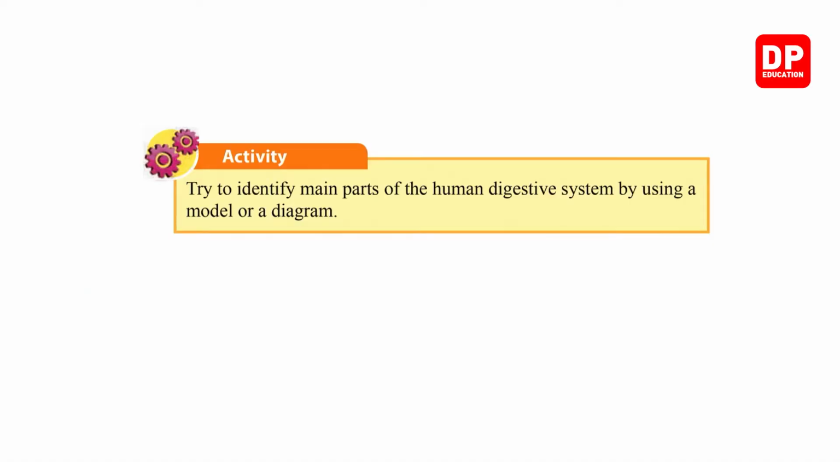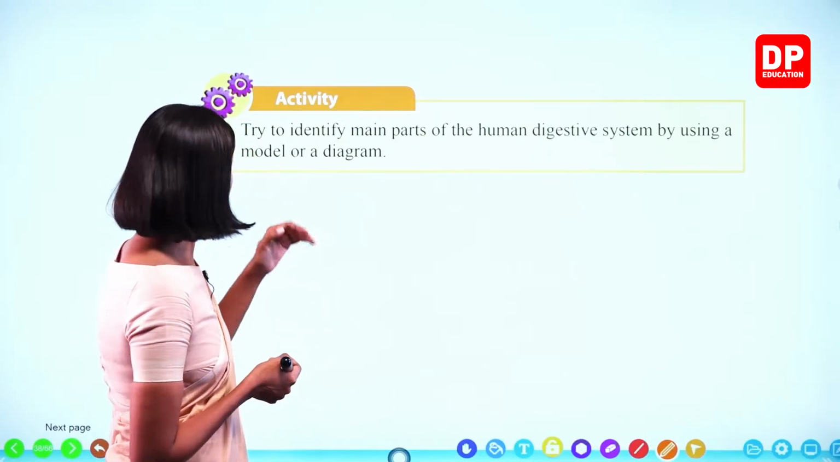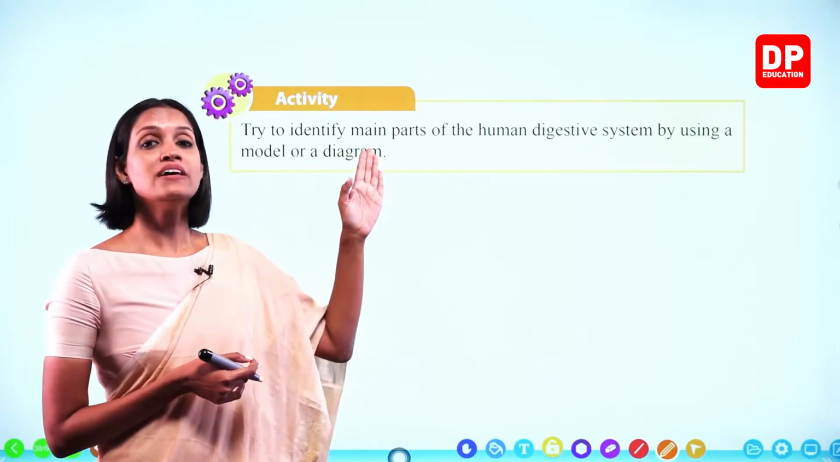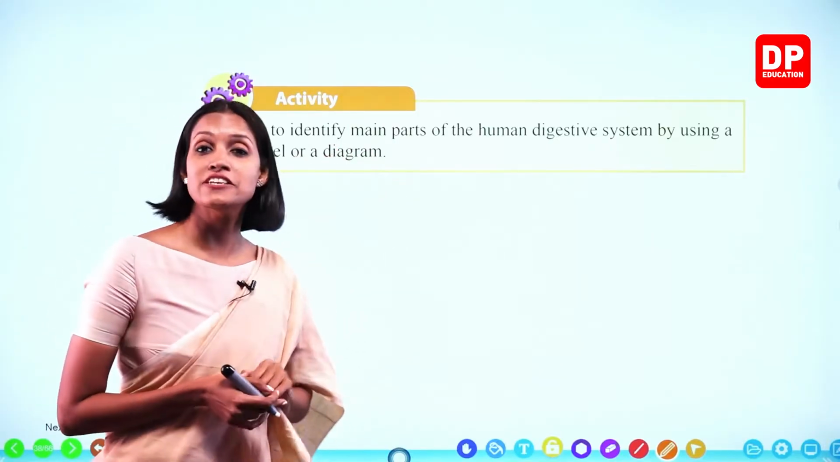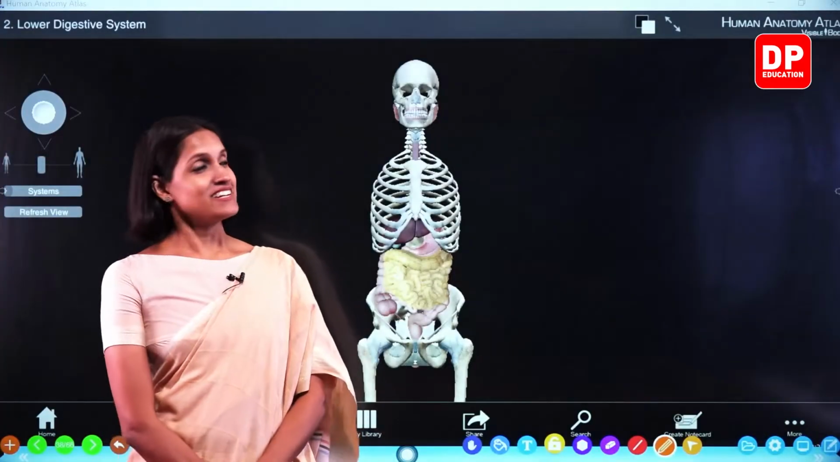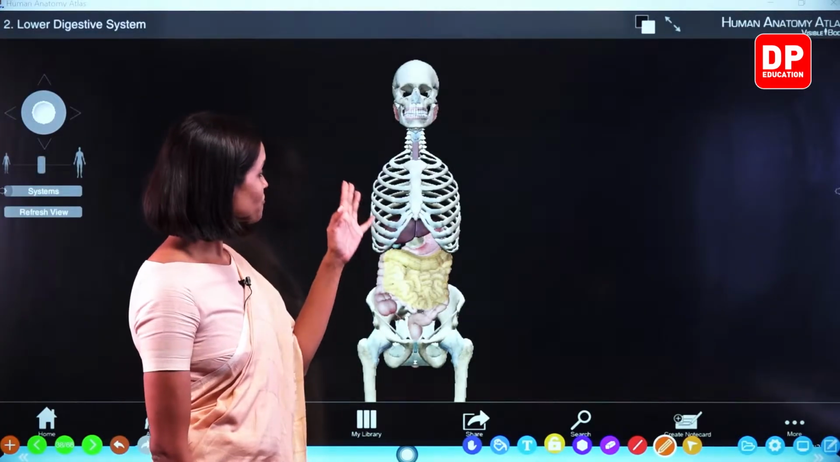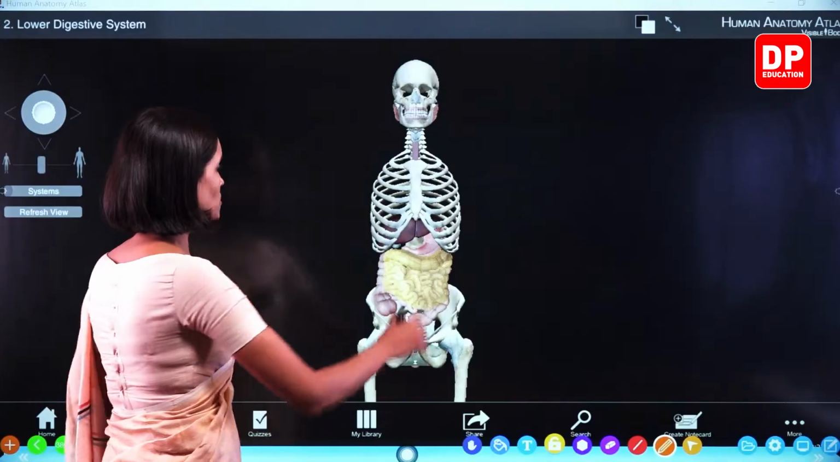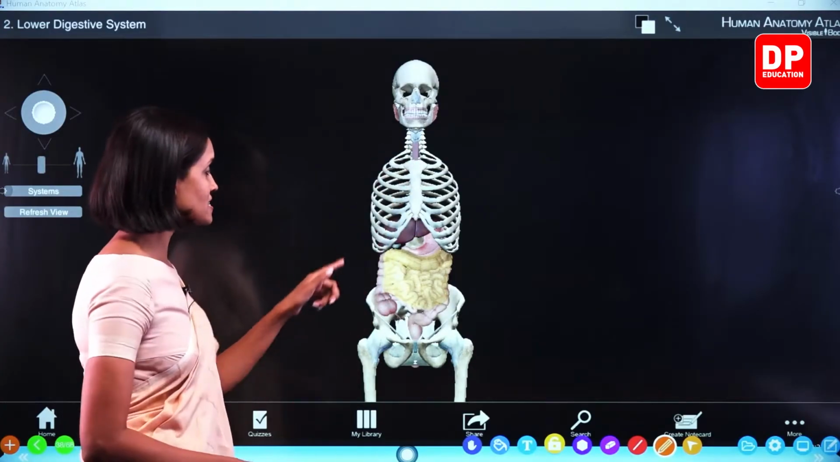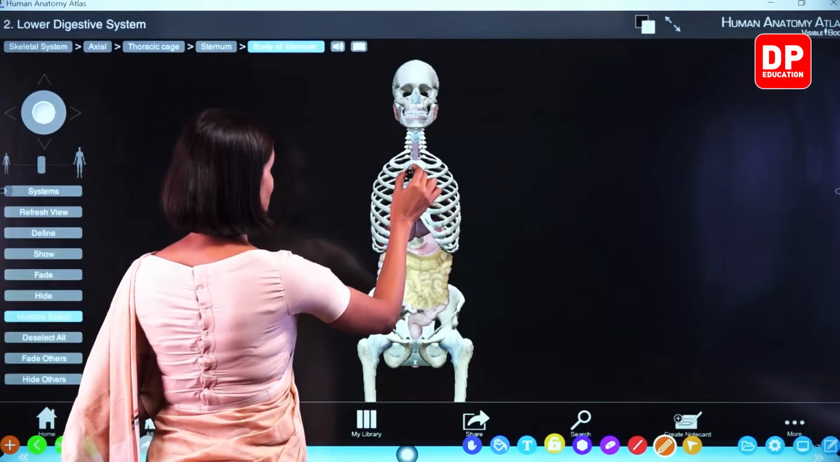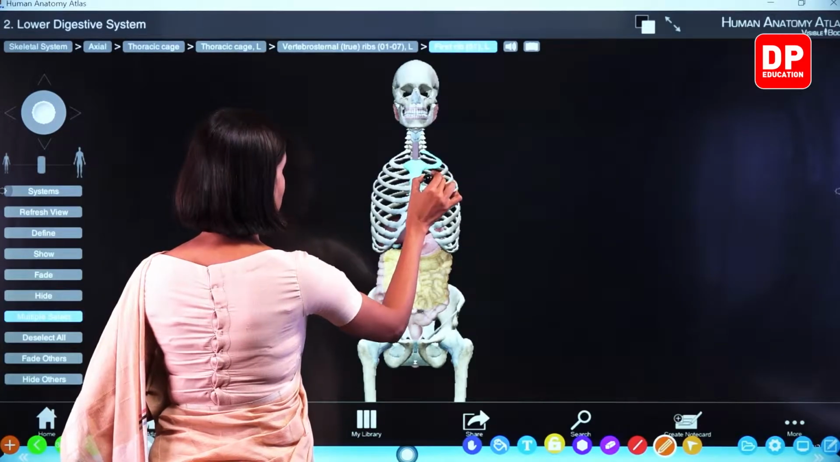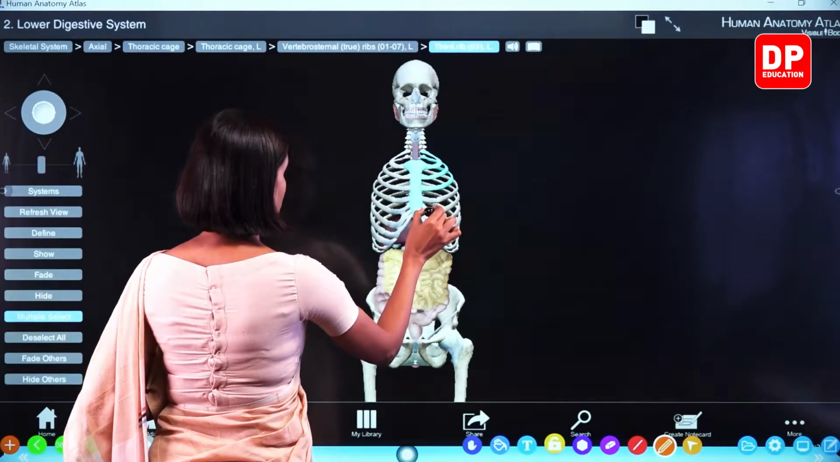Right. So we have this activity. Try to identify main parts of the human digestive system by using a model or a diagram. Now we are going to identify these parts using a 3D diagram of the digestive system. Right, children? Now this is a 3D picture of the digestive system. Because of the rib cage, we can't see it properly. Therefore, I'm going to remove the rib cage so that you all can see it clearly.